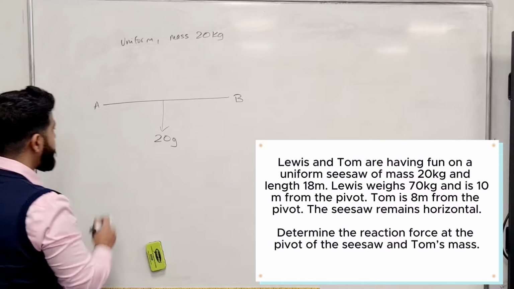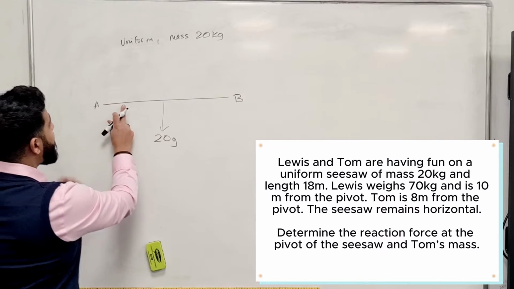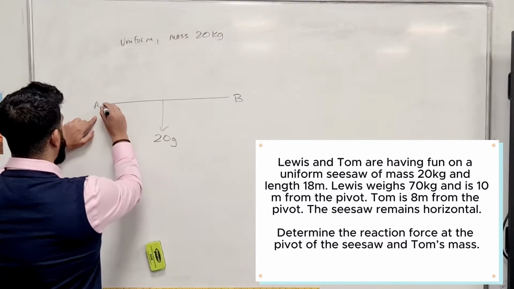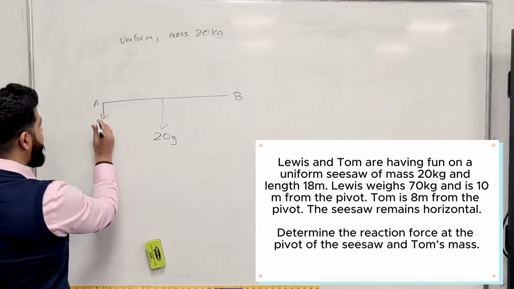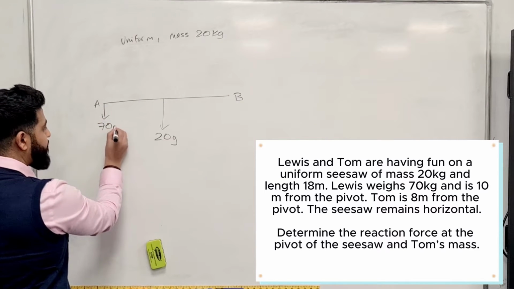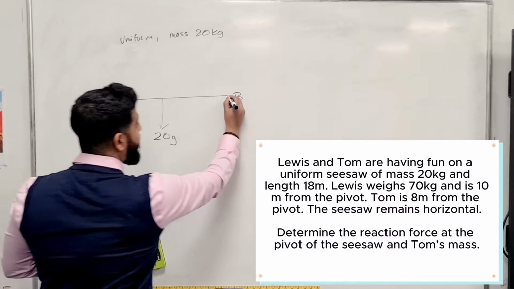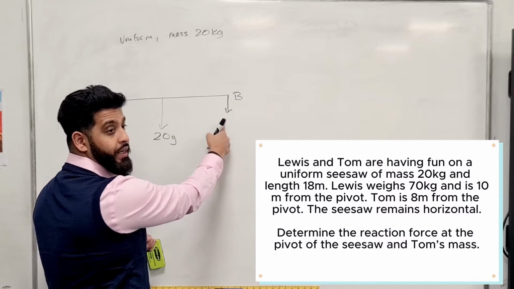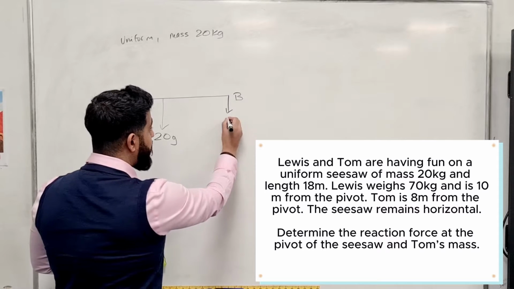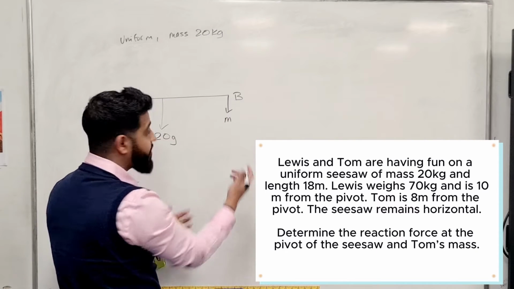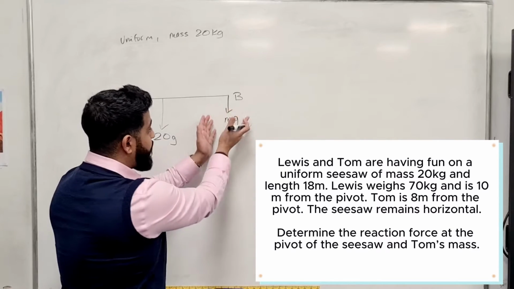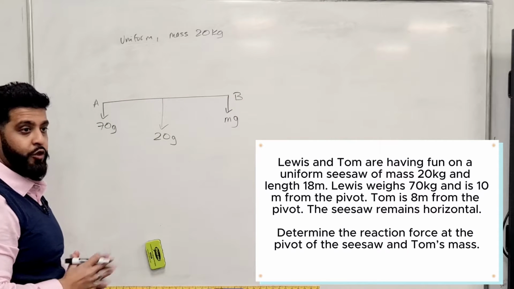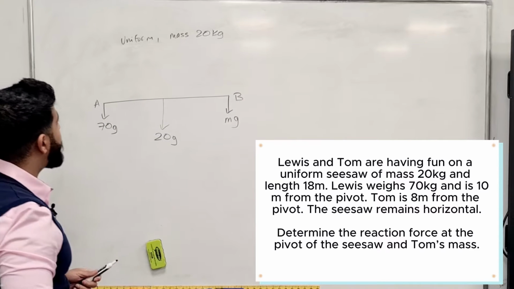Okay. So we also have a person right there, and their weight is 70 kilograms, so they're going to be 70g. And we have another person here, on this platform, but we don't know their weight. We will just call them an m for mass times gravity, and that will represent whatever their weight is. So far, so good? Right, what else do we know?